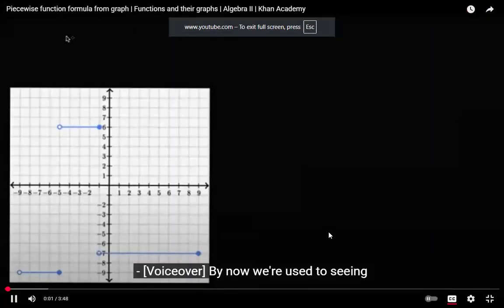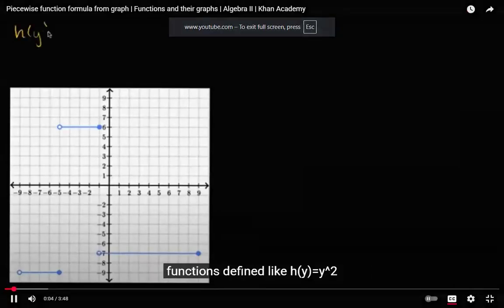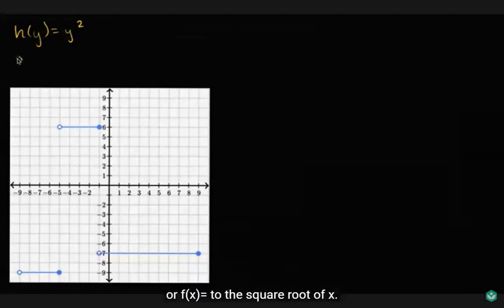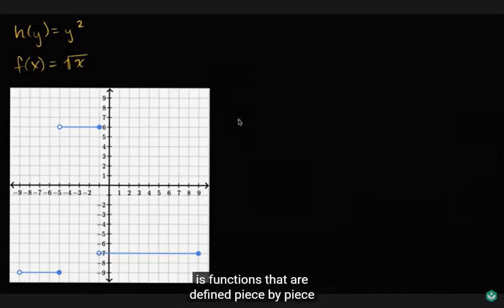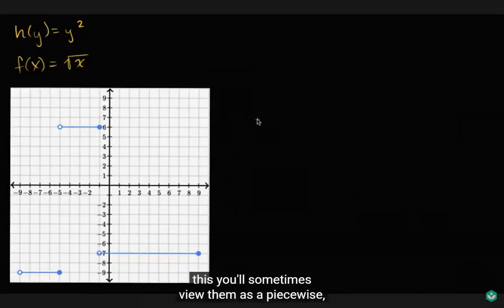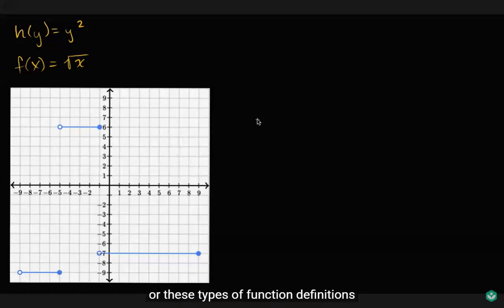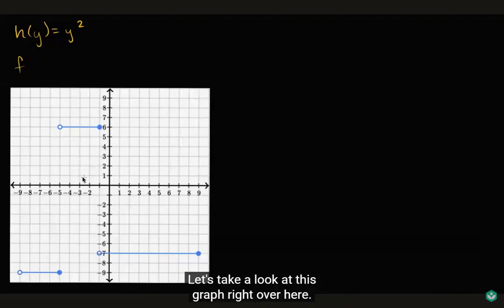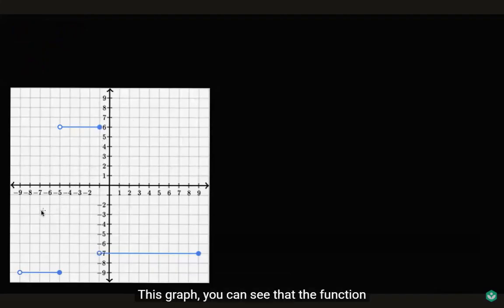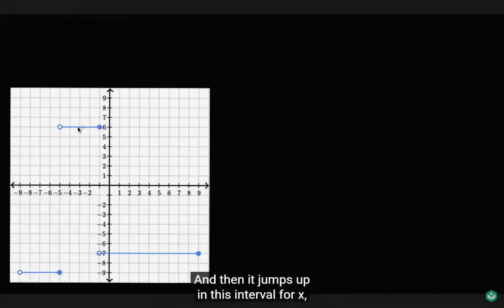Now we're used to seeing functions defined like h of y is equal to y squared, or f of x is equal to the square root of x. What we're now going to explore is functions that are defined piece by piece over different intervals. And functions like this, you'll sometimes view them as a piecewise, or these types of function definitions might be called a piecewise function definition. And so let's take a look at this graph right over here. You can see that the function is constant over this interval for x, and then it jumps up to this interval for x, and then it jumps back down for this interval for x.